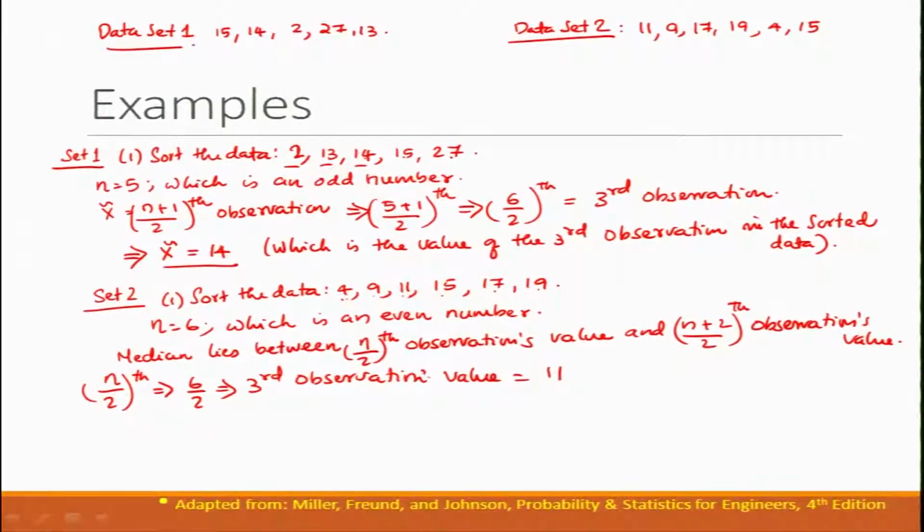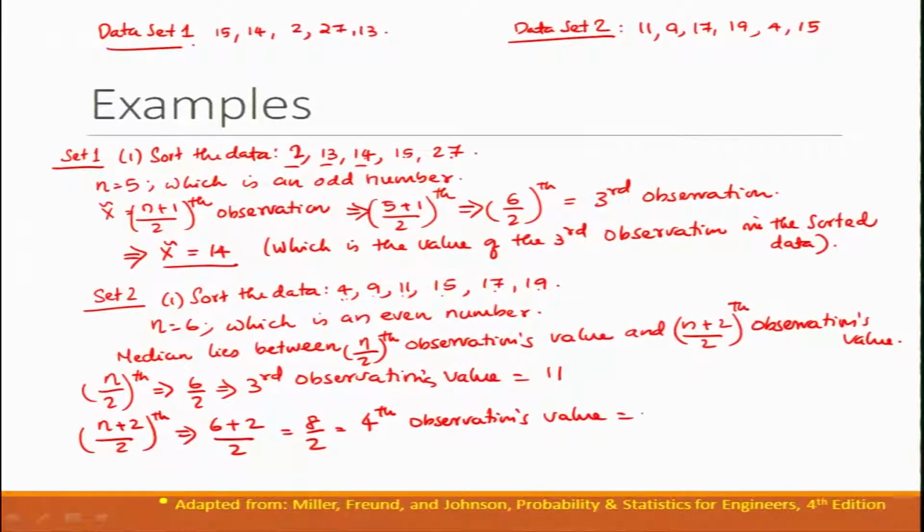Now the (n plus 2) by 2th observation implies (6 plus 2) by 2, which implies 8 by 2, or the fourth observation's value. Both values come from the sorted order, 1, 2, 3, 4, that is 15. So now the median x tilde is the midpoint of these, 11 plus 15 divided by 2, which is equal to 13. So the value 13 lies between these.